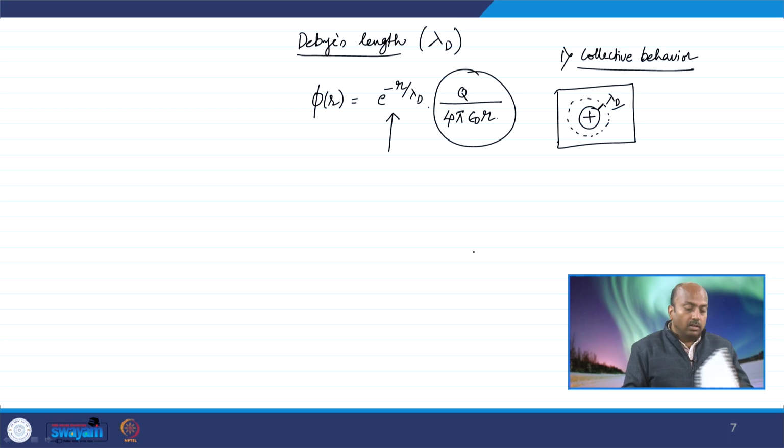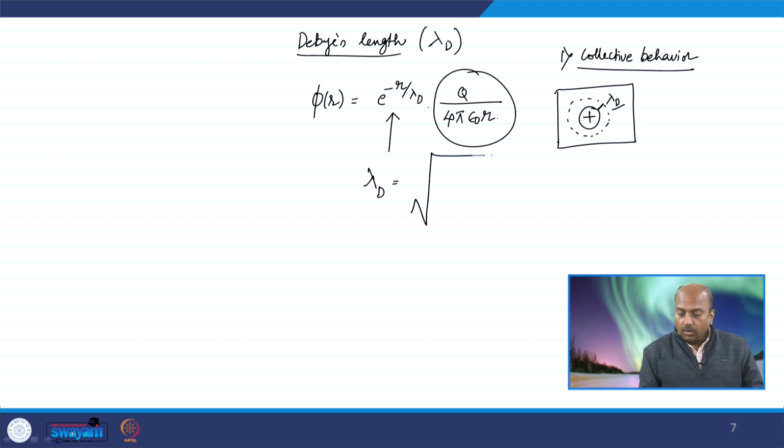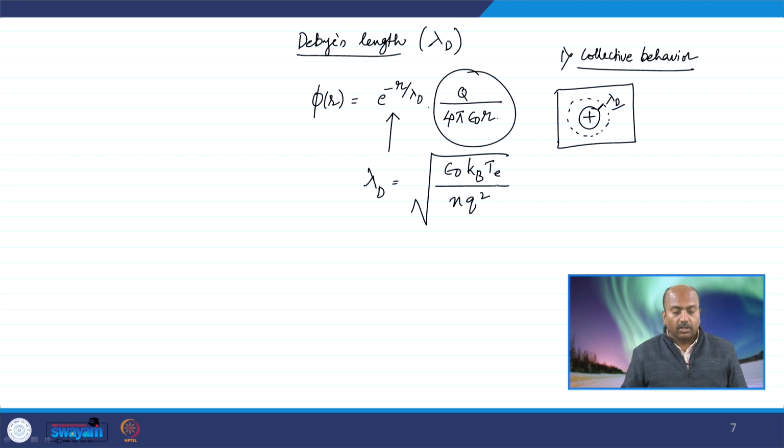Now we will look at an expression for Debye length itself, which we are not going to derive anyway. So Debye length can be written as lambda D is equal to square root of epsilon naught kB Te divided by n q square, where epsilon naught is the permittivity of free space, kB is the Boltzmann constant, Te is the temperature of electrons, n is the number of charge carriers per unit volume, q again is the charge. So the unit for this is meters.